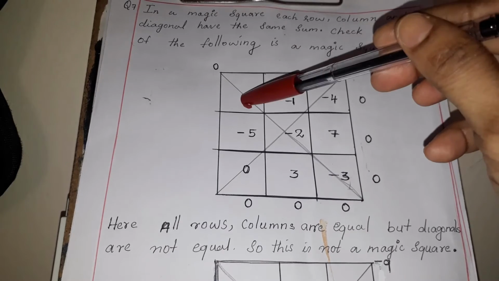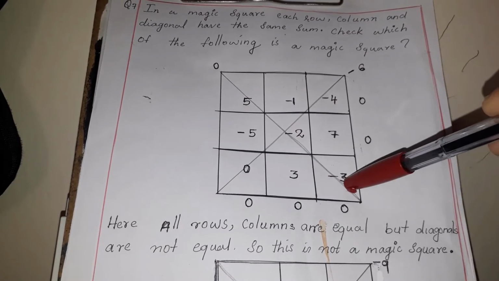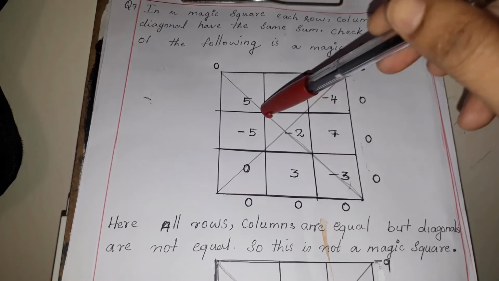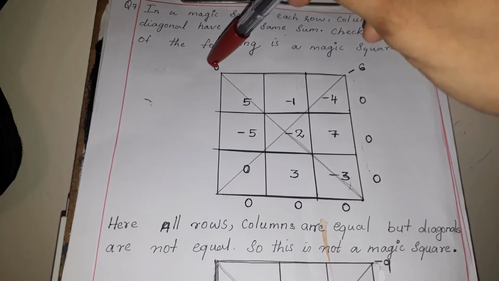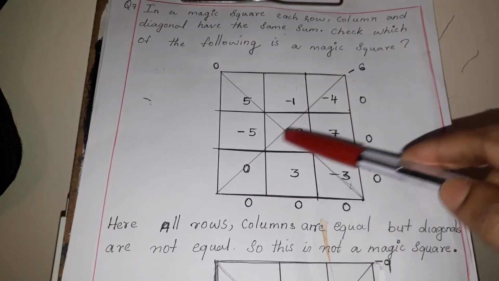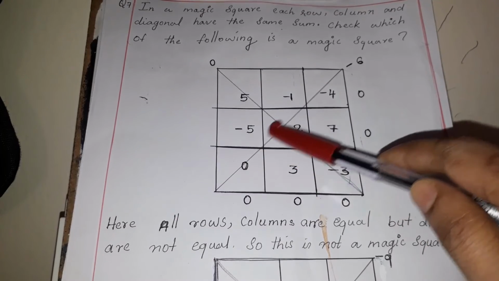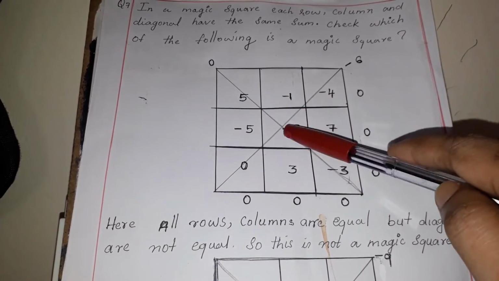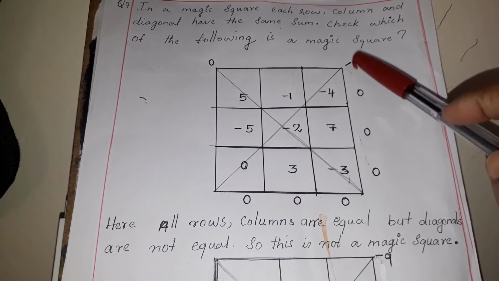See, 5 minus 2 minus 3. So minus 3 plus minus 2 we get minus 5. Minus 5 plus 5 again we get 0 here. Okay. Then this diagonal we are going to check. Okay, 0 plus minus 2 plus minus 4. We get minus 2 plus minus 4, we get minus 6.